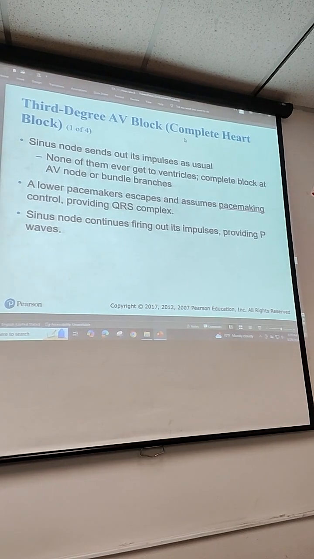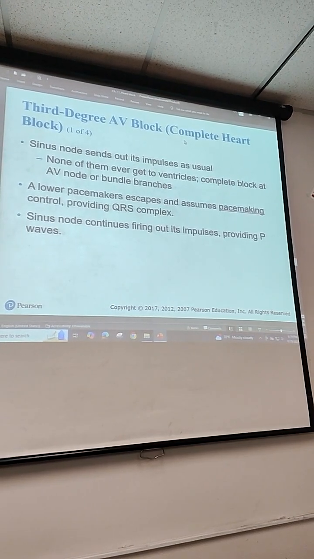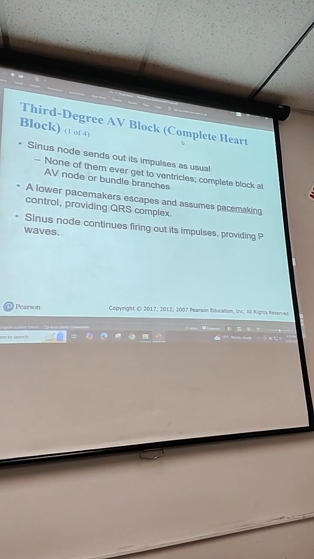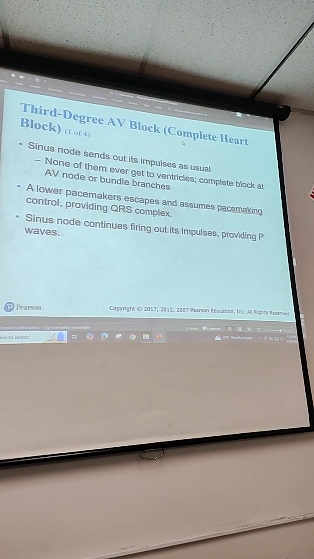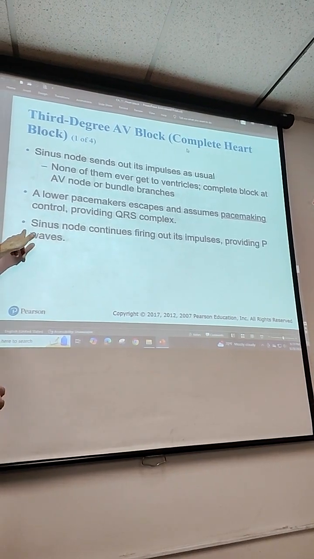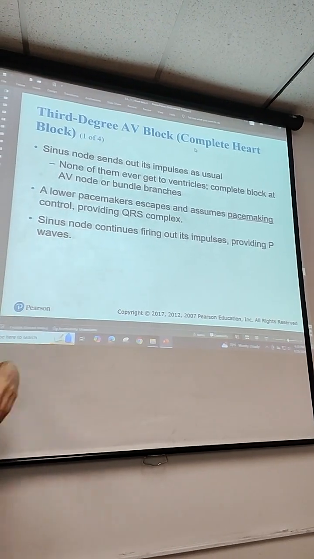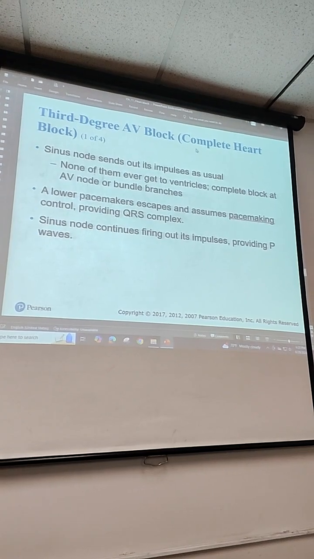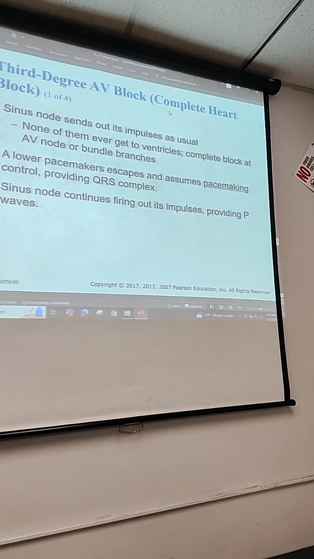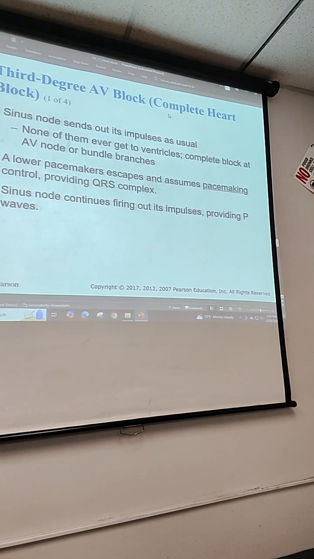So the impulse somehow managed to go around and meet up with the Purkinje fibers. And that's how you're going to get it. So the heart is very complicated in how it functions. The sinus node continues firing out its impulses, providing P waves, because still there is no problem with the SA node. It's with the AV node and anything below. That is what's called.